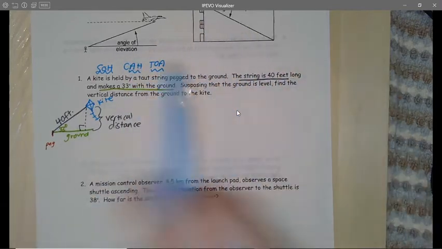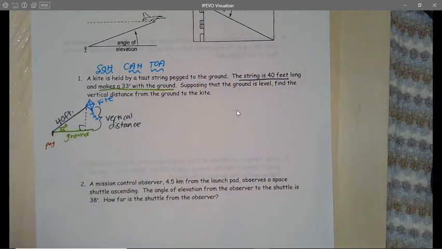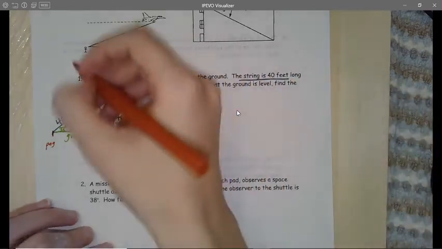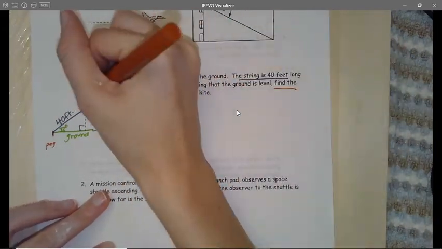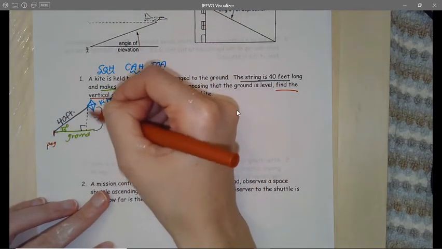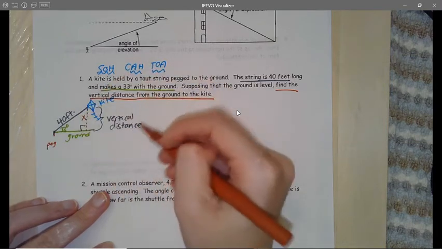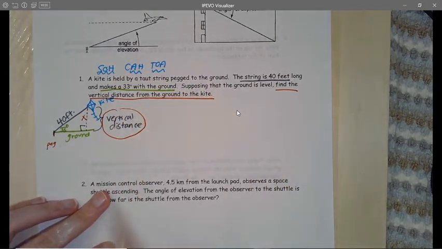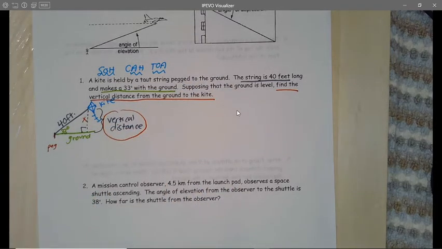We're trying to find the vertical distance from the ground to the kite. So I want to know how far the kite is above the ground, or the vertical distance right here. This is what I'm solving for, so since I'm solving for this side, I'm going to label it X. In my opinion, the hardest thing about these word problems is setting up the picture. After you've got the picture, it just turns into a normal sine, cosine, and tangent problem.